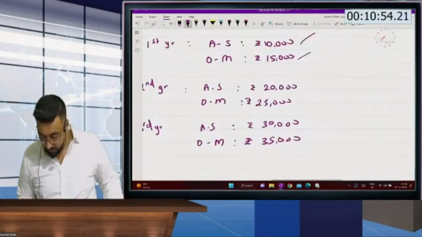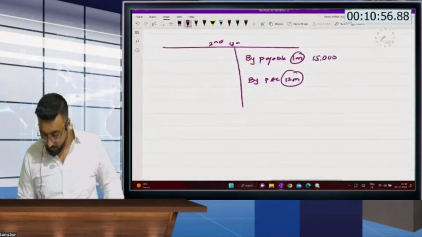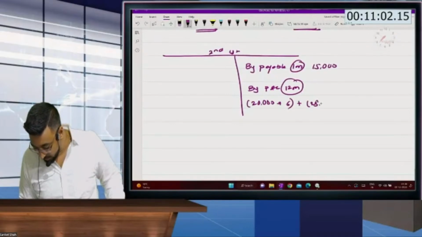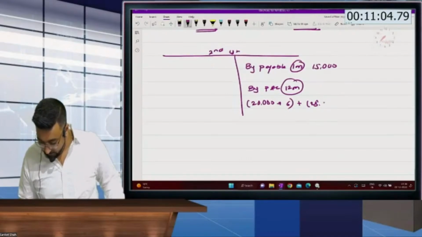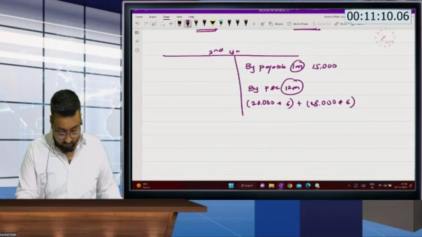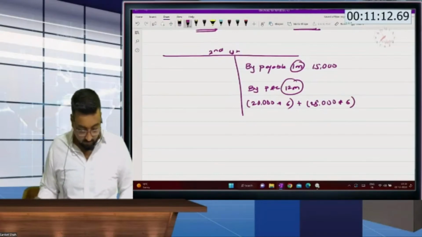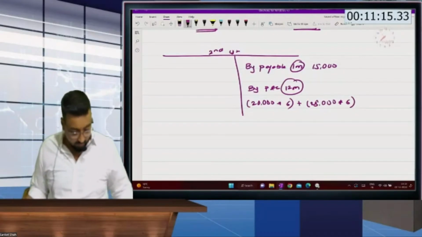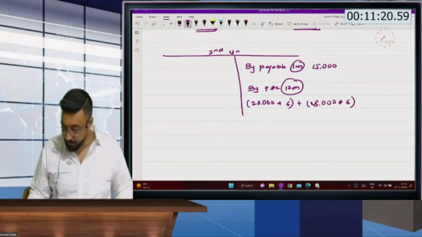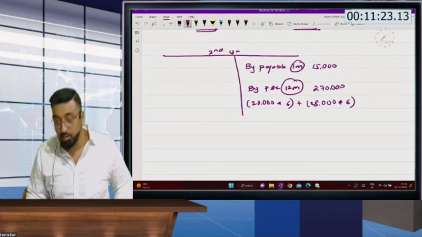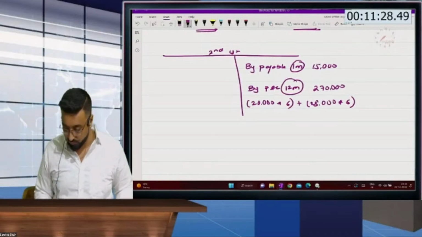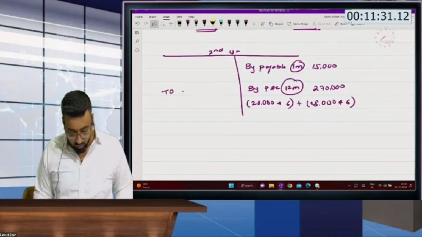So by P&L 12 months, 20 and 25. 20,000 for 6 months and 25,000 for 6 months. 120 plus 150, 2,70,000. These are not basics only for cash flow statement, but these basics are useful for your incomplete records also.